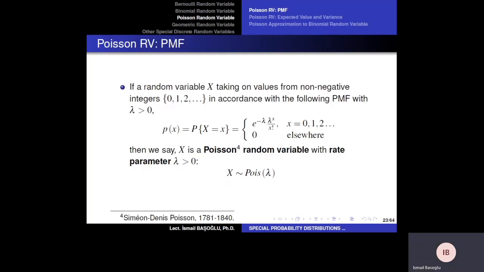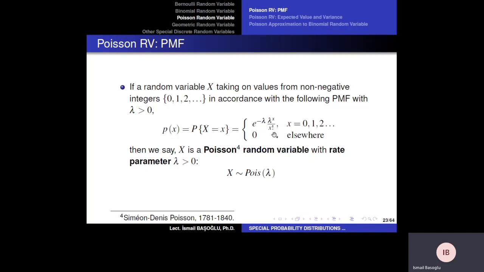We say that x is a Poisson random variable if it takes non-negative integers from 0 to infinity. Now, you see, Poisson random variable is the limiting case of the binomial random variable, and we know that binomial random variable has the maximum possible value that is equal to the size parameter. If the size parameter goes to infinity, then the Poisson random variable can take any integer value. Therefore, the domain where we define the probability mass values of a Poisson random variable are non-negative integers.